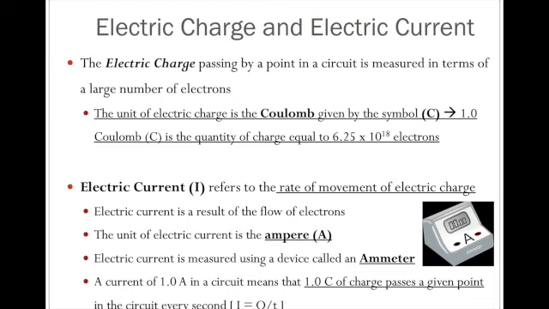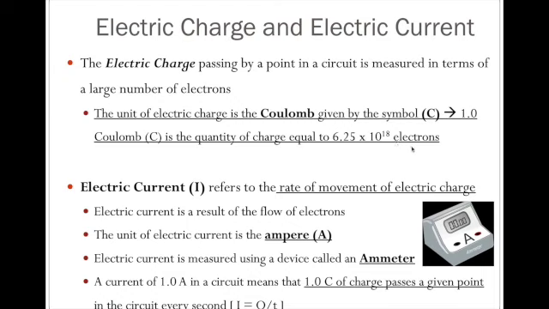We call the charge given to a whole bunch of electrons a coulomb, named after a scientist. It has the symbol C. And we say by definition that 1 coulomb of charge is how much charge is possessed by this many electrons: 6.25 times 10 to the power of 18. So this is basically the number 625 followed by 16 zeros. It's a very, very large number because there's lots of electrons.